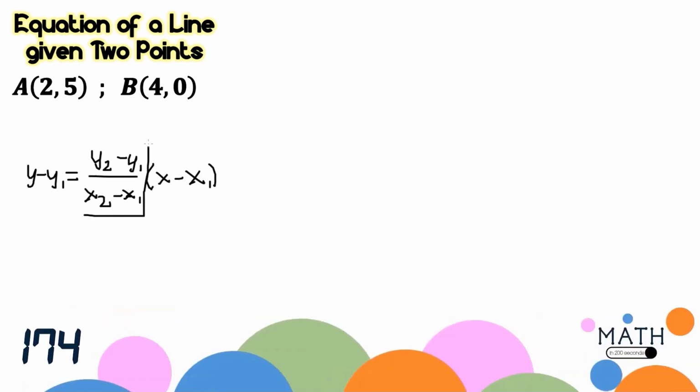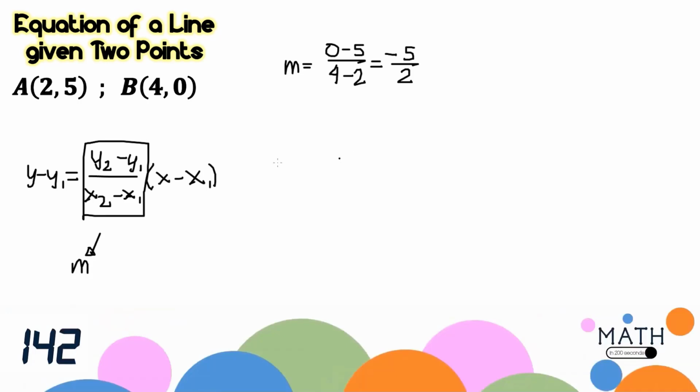This entire expression, if you have problems later on in using this form, is actually just equal to your slope m. So my suggestion is solve for the slope first before you use the entire form. So from here, let's consider A as our point 1 and B our point 2. Our y sub 2 is 0 minus y sub 1, which is 5, over x sub 2 of 4 minus 2. We'll have here our slope, which is negative 5 halves. This is the value of the slope, which will be substituted here.